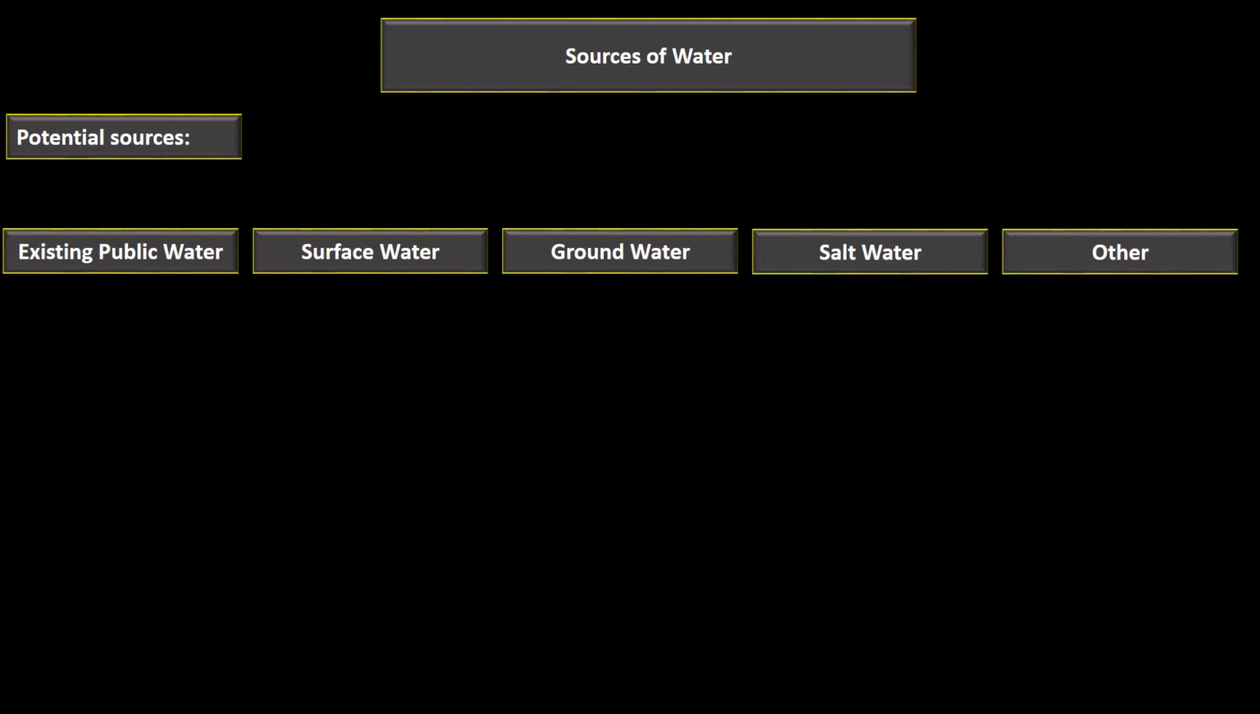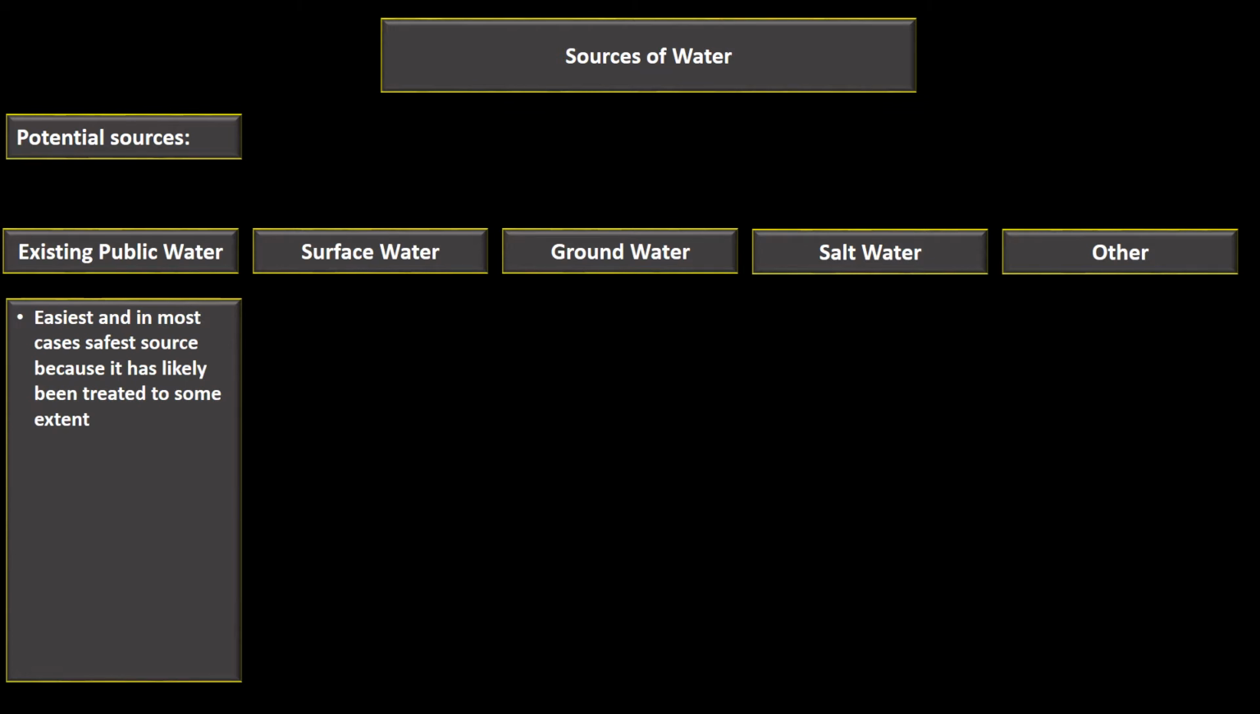When it comes to existing public water, we've got to consider that it's the easiest and in most cases the safest source because it's likely been treated to some extent. We can't assume that it's safe, but a lot of times, anywhere you go where there's a public water system set up, it's received some sort of treatment. But regardless, we still need to evaluate it. Medical still needs to evaluate it and make sure that no additional treatment is required.